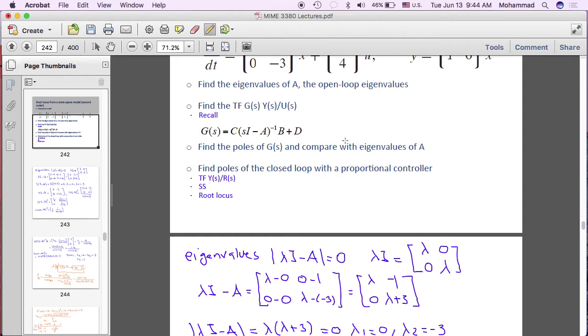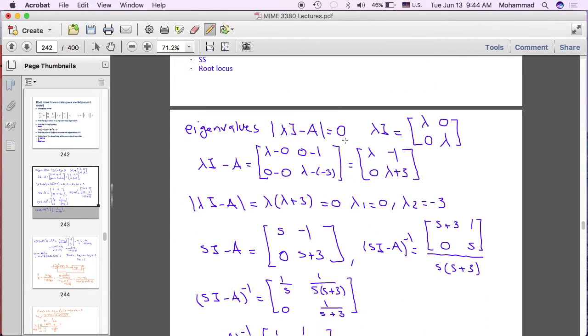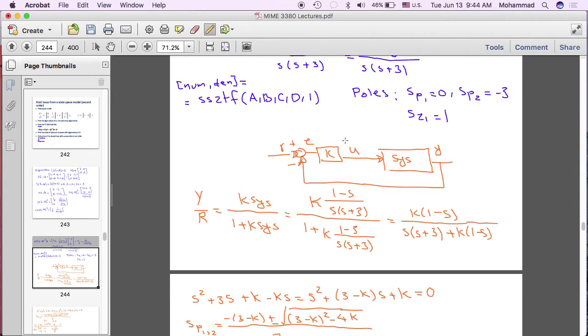I'm sorry, let me repeat. Can we stay in the state space model and not transfer to a transfer function model and still create a closed loop system in that domain? The answer is yes. So we are going to spend some time and look at that case.